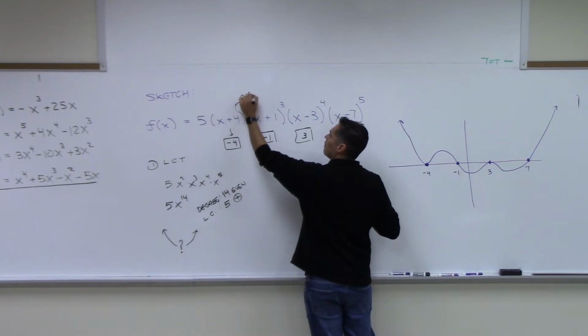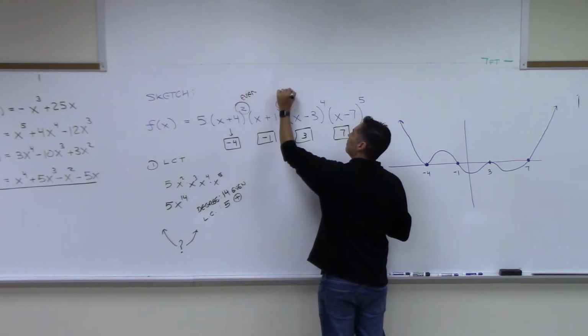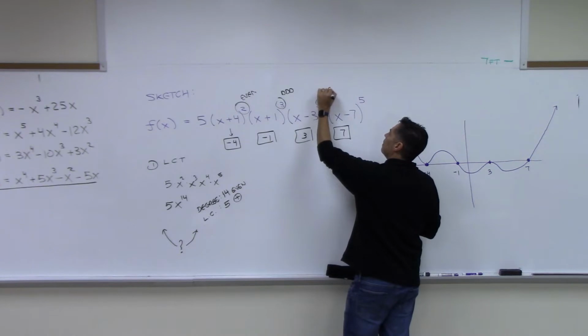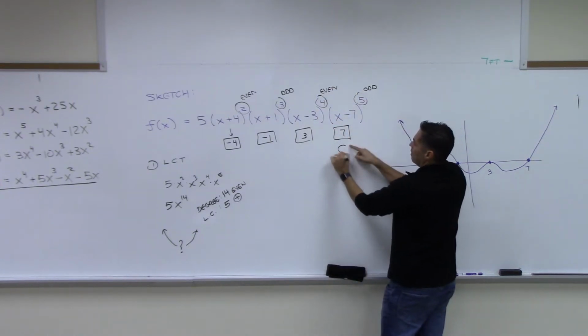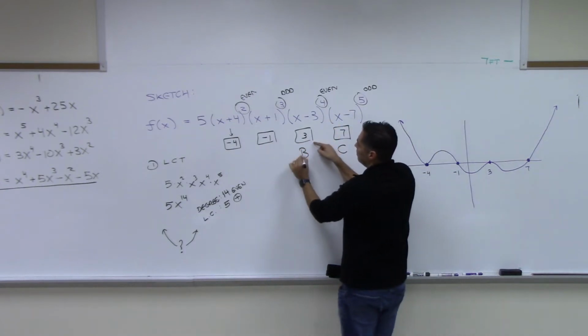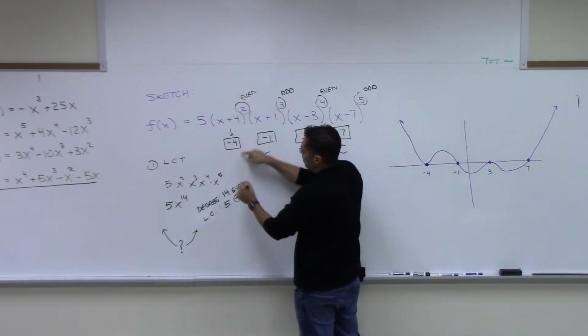Even, odd, even, odd, right? So odd means cross, I cross here; even means bounce, I bounce here; odd means cross, I cross here; even means bounce, I bounce there.